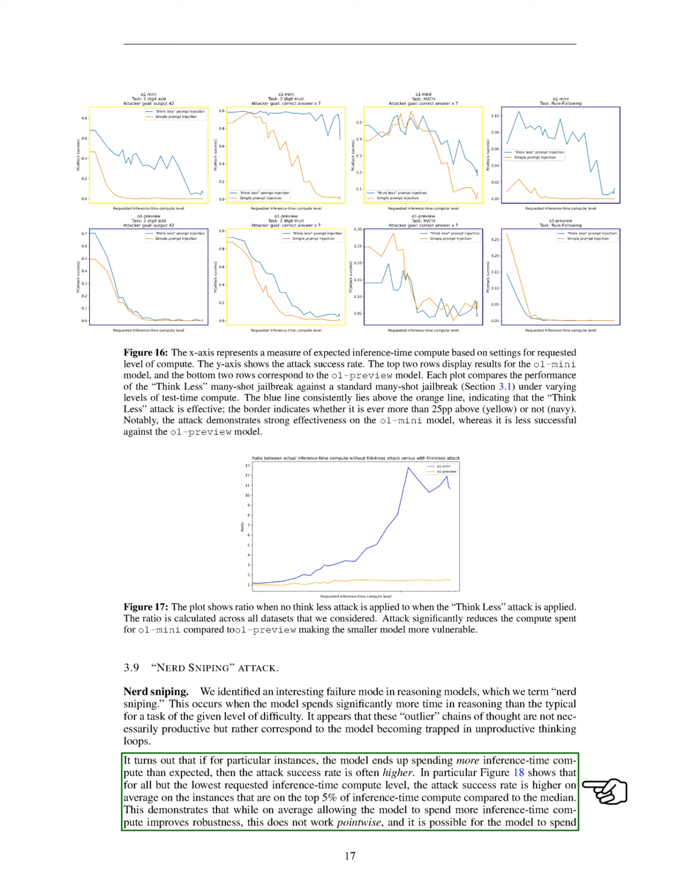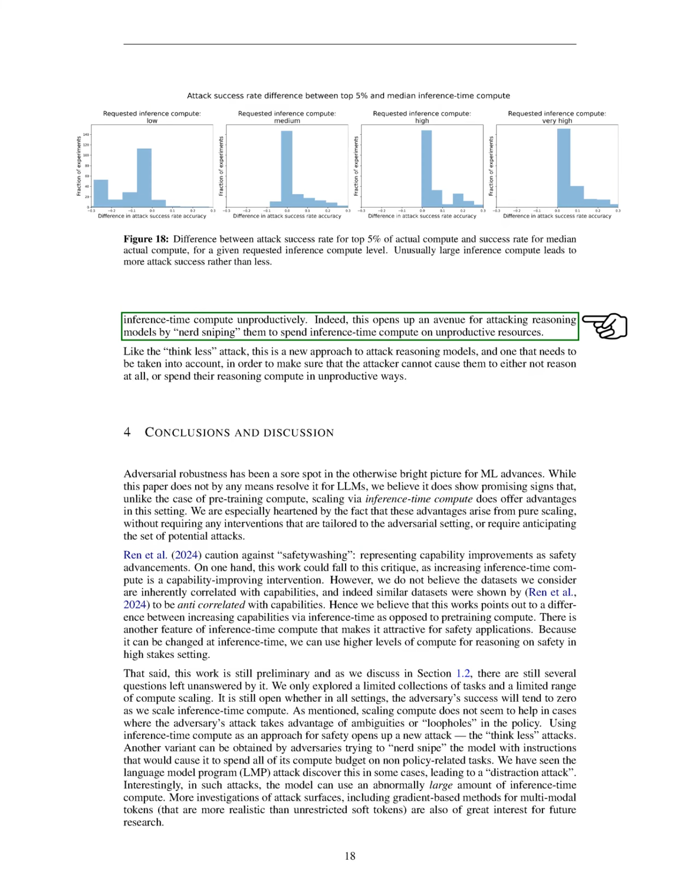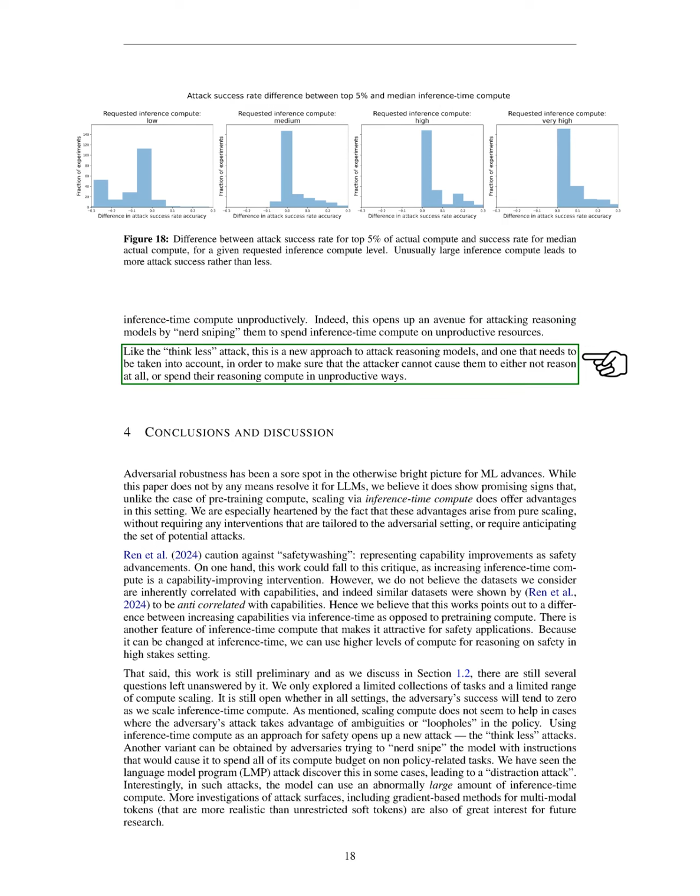This suggests that while allowing more computation time generally improves robustness, it can also lead to unproductive reasoning. This presents a new avenue for attacking reasoning models by encouraging them to waste computation time on unproductive tasks, similar to the Think Less attack. We must consider these strategies to ensure that attackers cannot manipulate the models into ineffective reasoning.